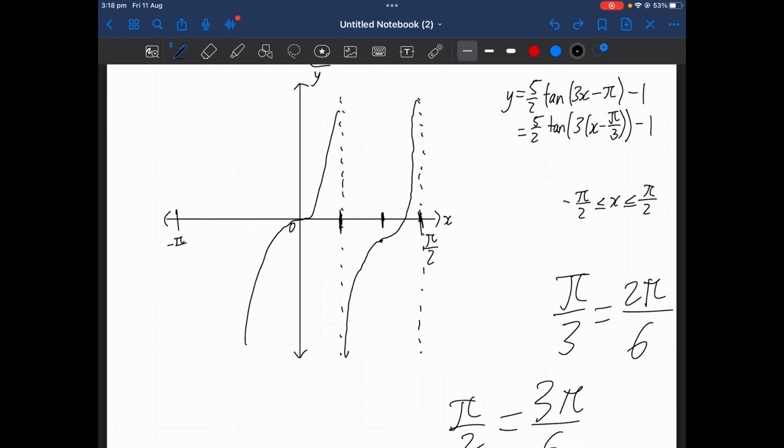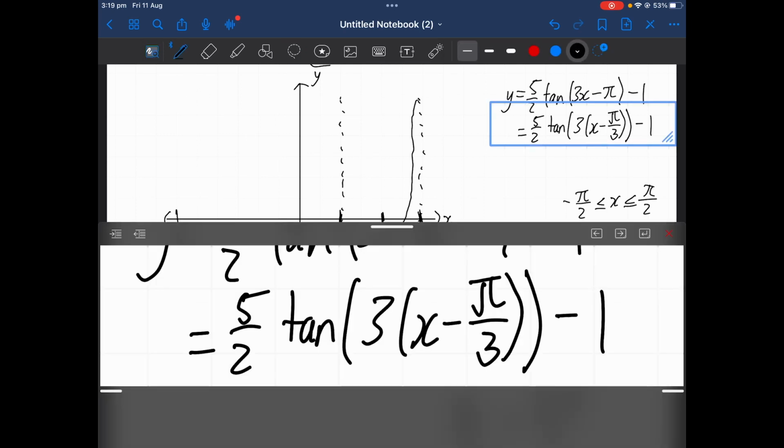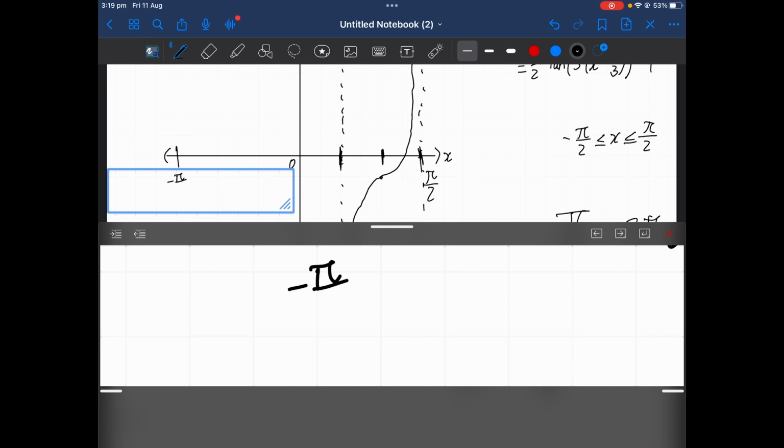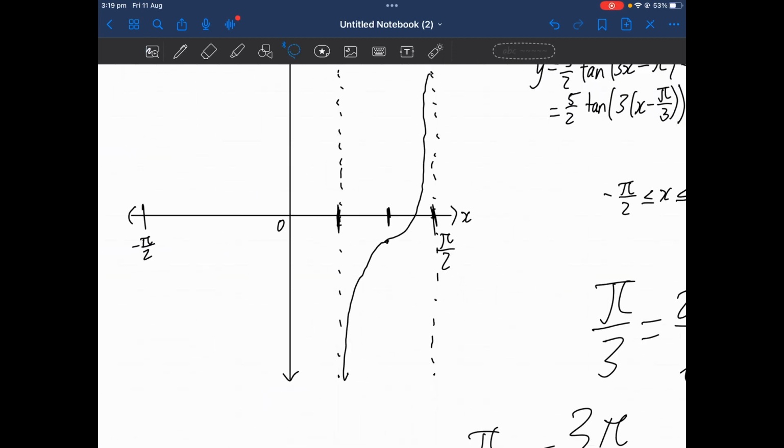Okay. And this looks the same as this one, but that's only because I drew this one with no regard to scale. That was supposed to be a little bit wider if I was considering it as the normal one without any transformations. Okay, so that's what it looked like.